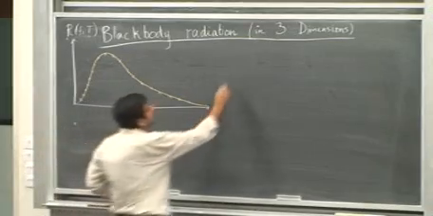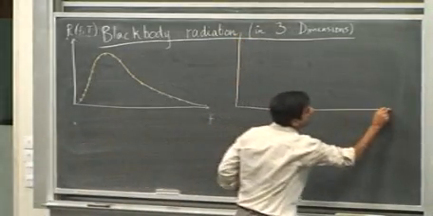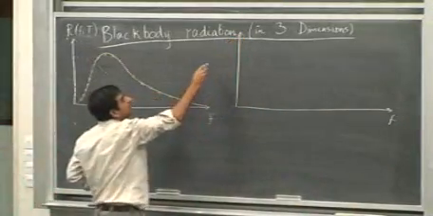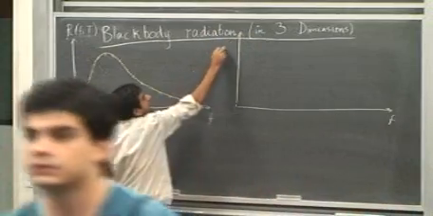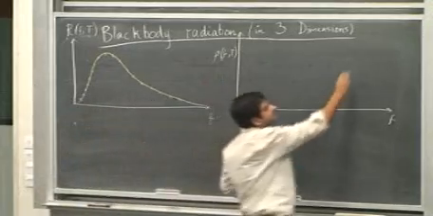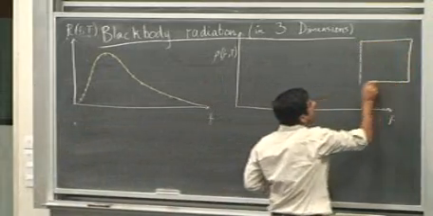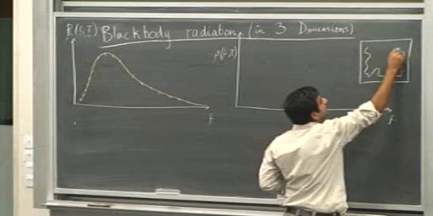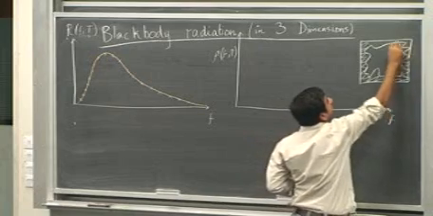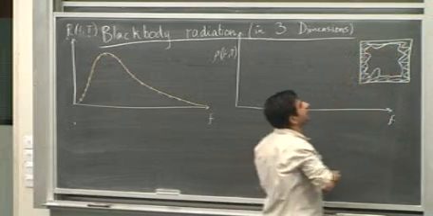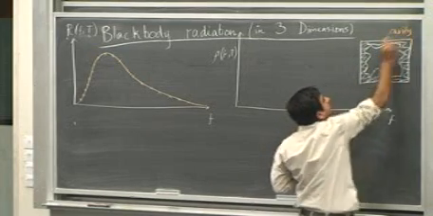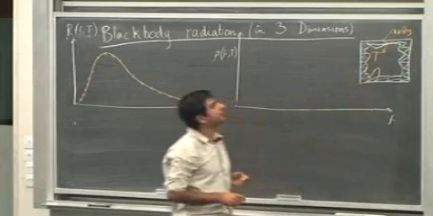We also know that we can plot the same curve, and instead of plotting the spectral radiance, we can plot another quantity which is the energy density. So if you have a black body, it is basically a cavity. These are the walls of the cavity, and radiation is trapped inside the cavity. So this is cavity radiation, and the cavity radiation is at a temperature T.